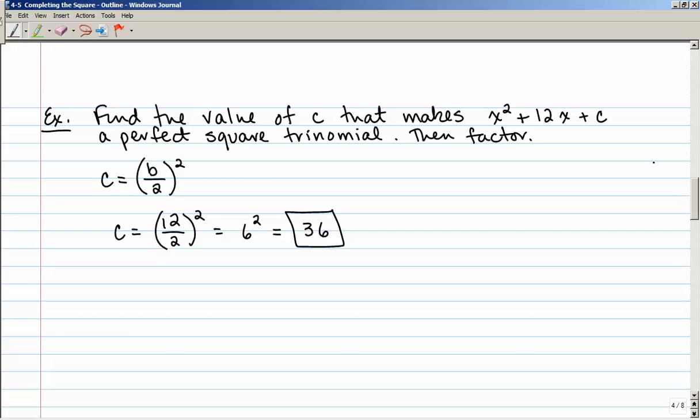Oh, we have to continue, but then we have to factor it. So let's go ahead and do that. x squared plus 12x plus 36. I know it's a perfect square trinomial because I made it be that way. So it's going to be an x, and since there's a plus in the middle, take the square root of 36, which is 6, and squared. And that is what it is factored.